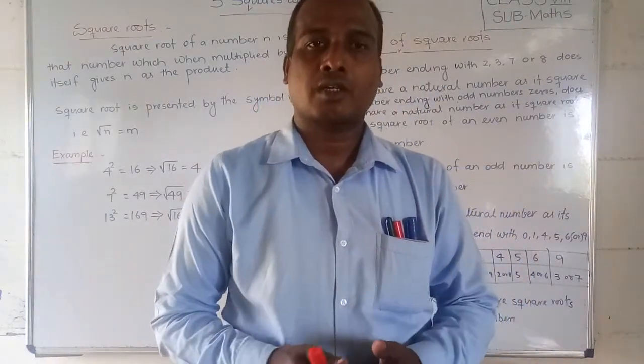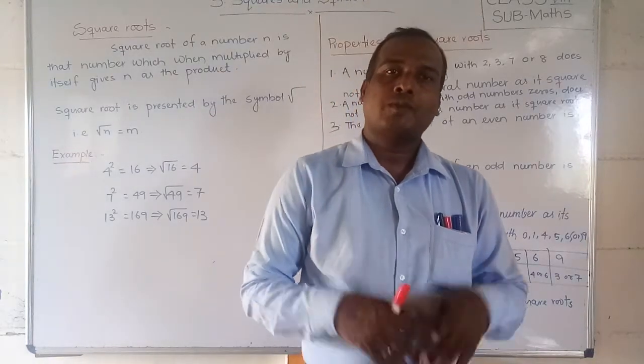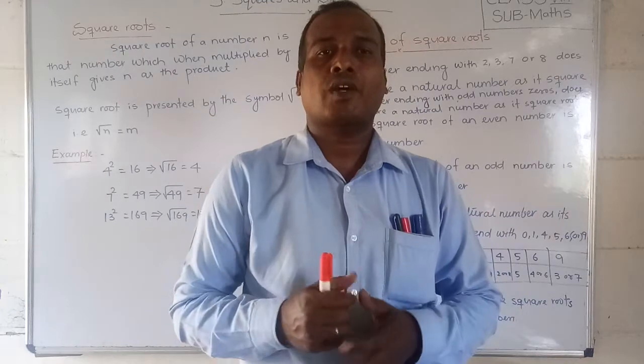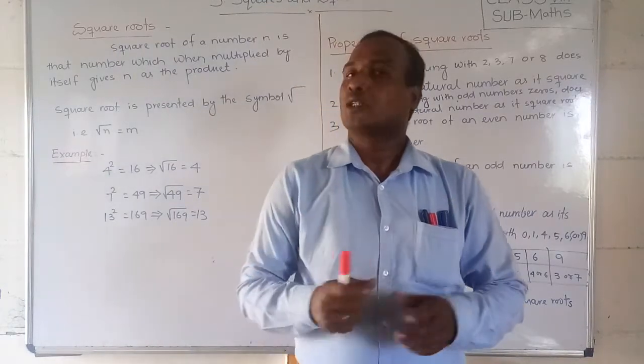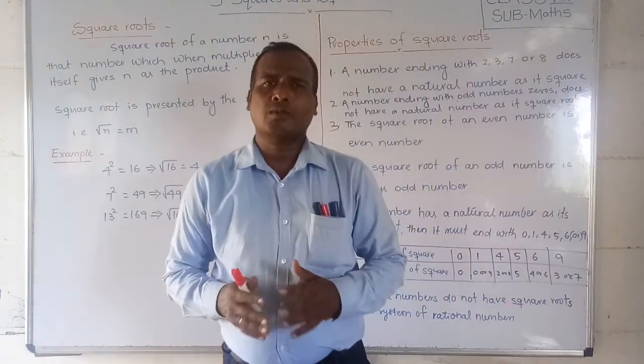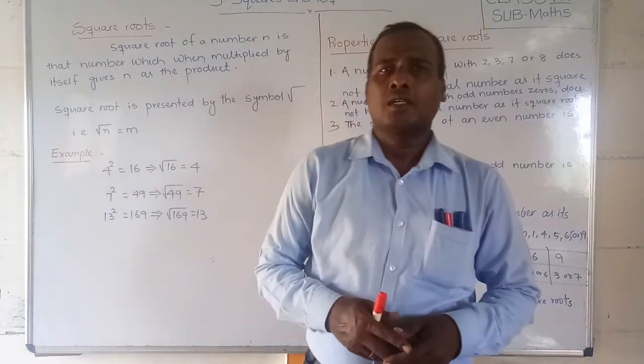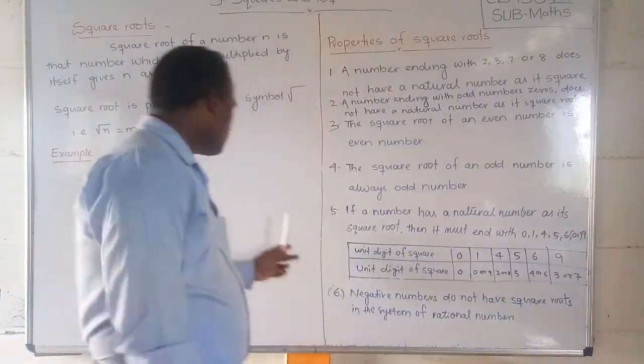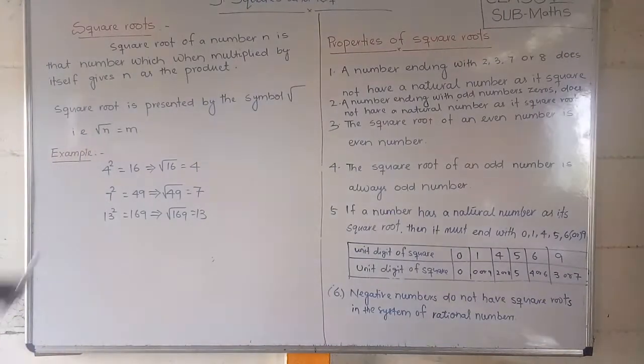It is never a perfect square number. If it is not a perfect square number, then we cannot find the square root as a natural number. So let us discuss what the square root is, and we will discuss its properties in this video. So, start now students, what is the square root?